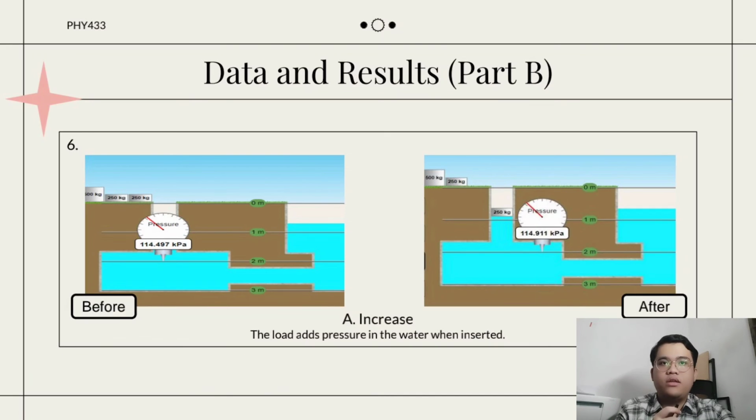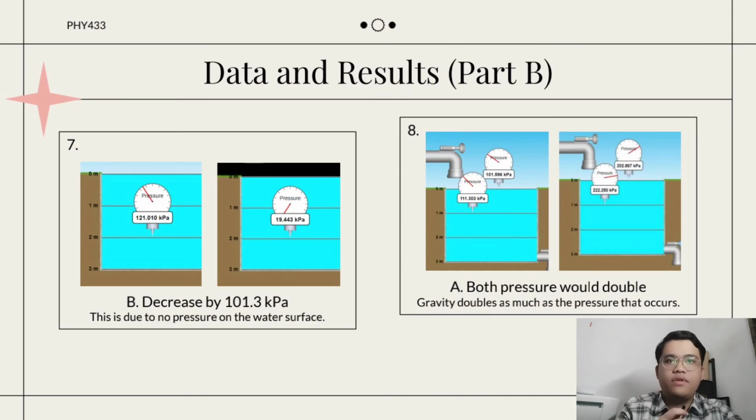For question number 6, the answer is increase. We can see the before and after. The load adds pressure in the water when inserted. For question number 7, the answer is B, decreased by 101.3 kilopascals. This is due to no pressure on the water surface.